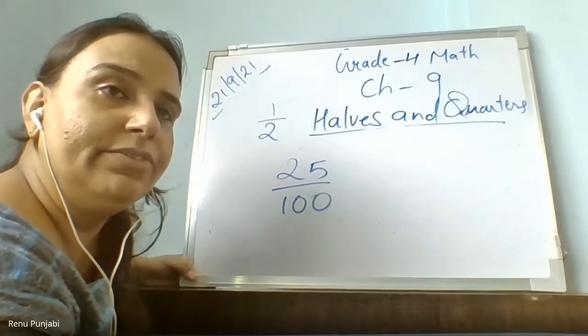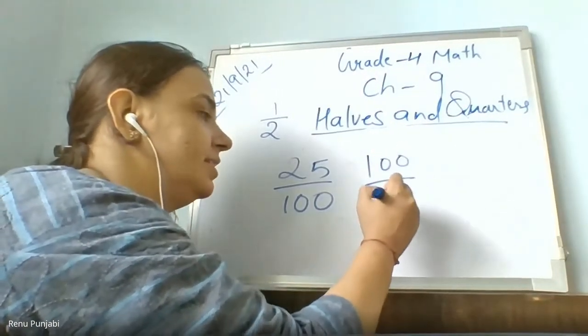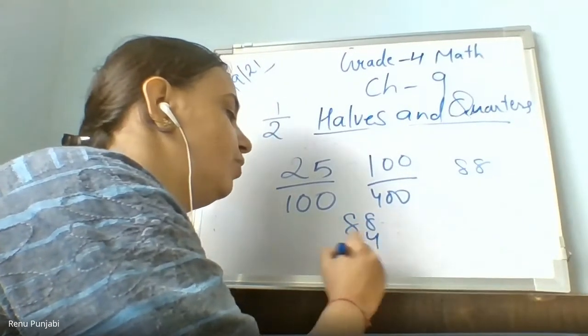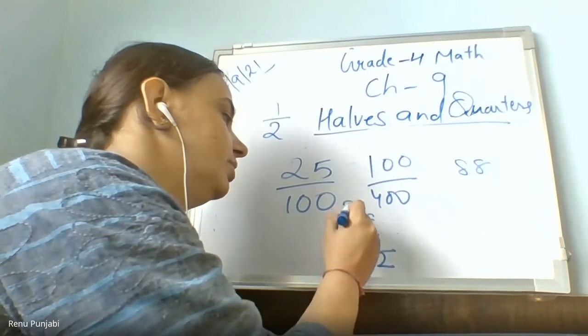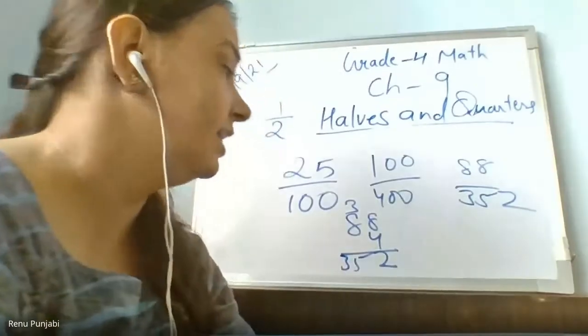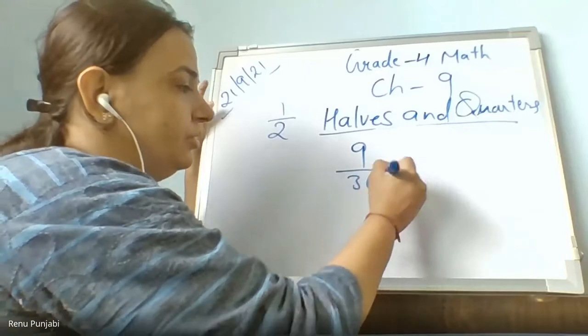Yes, Dev. 100 upon 400. Yes. Now Hit can say. 88 upon 352. Let me check. 88 when you multiply by 4 is 352. Very good. Yes, Laisha. Ma'am, 9 upon 36. Yes, 9 upon 36. Yug, yes.